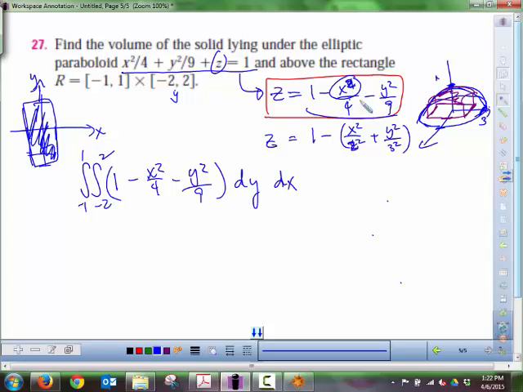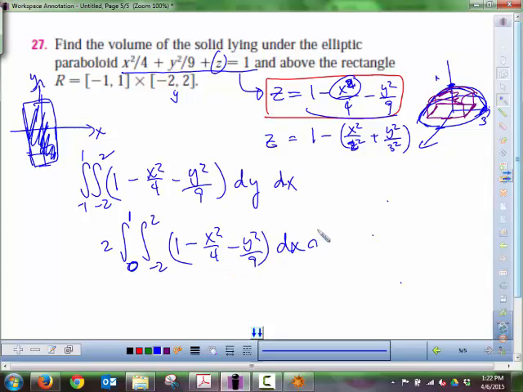So we can actually chop the x down to, I'm going to do this in 2 steps, 2 times the integral going from 0 to 1 for the x. So by cutting this in half, knowing that your x limits are symmetric, we can double the integral from 0 to 1 instead of going from -1 to 1.